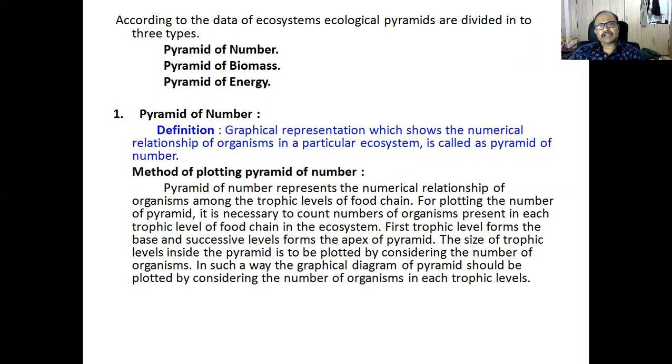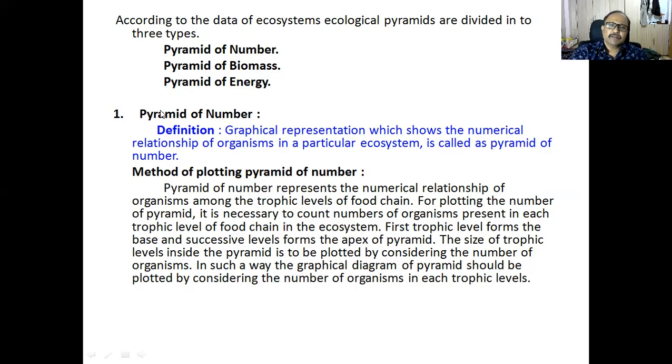According to the data of ecosystem, the ecological pyramids are divided into three types. हमारे पास जो डाटा है इकोसिस्टम का, हमारे पास ऑर्गेनिज्म के नंबर हैं और क्वांटिटी ऑफ बायोमास है, उनमें बायोमास कितना है और एक इकोसिस्टम में एनर्जी कितनी है. जो हमारे पास डाटा है वो डाटा के हिसाब से that ecological pyramid are divided into three types. First type is pyramid of number.